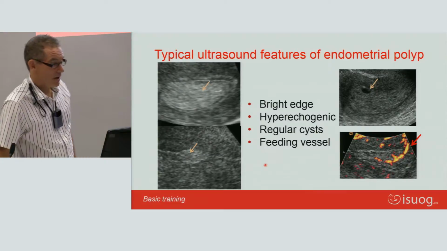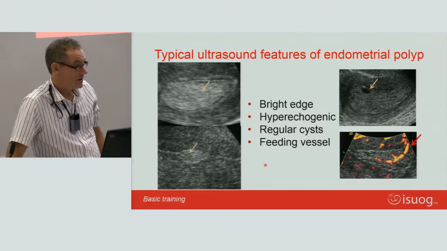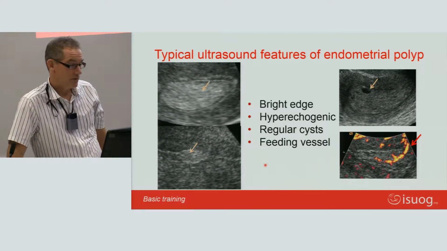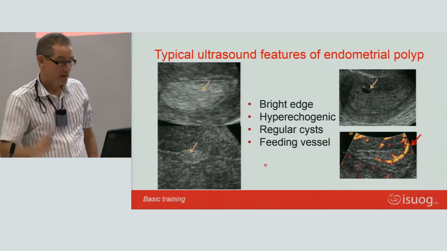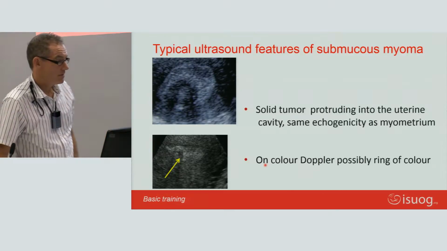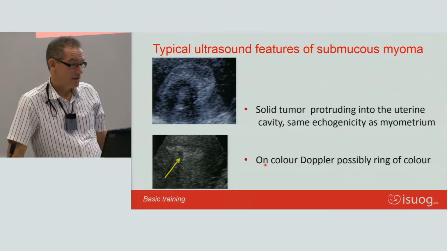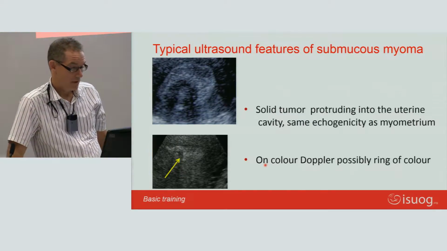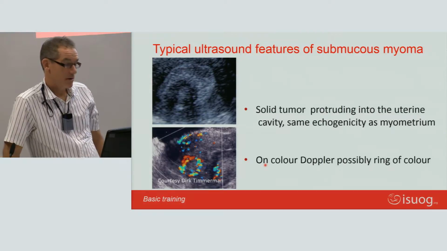Your polyp is a hyperechoic structure that you see within the endometrium. You often see a bright edge surrounding it, where the polyp and the endometrial surface abut. There might be cysts within the polyp itself, and Dirk Timmerman looked at a feeding vessel. So if you put your color on, you might be able to ascertain that there's a single vessel that feeds that polyp. In contrast, the submucous myoma is a solid tumor projecting into the uterine cavity, and it generally has the same echo density as the surrounding myometrium. If you put your Doppler on it, though, you might see a ring of color around the myoma.